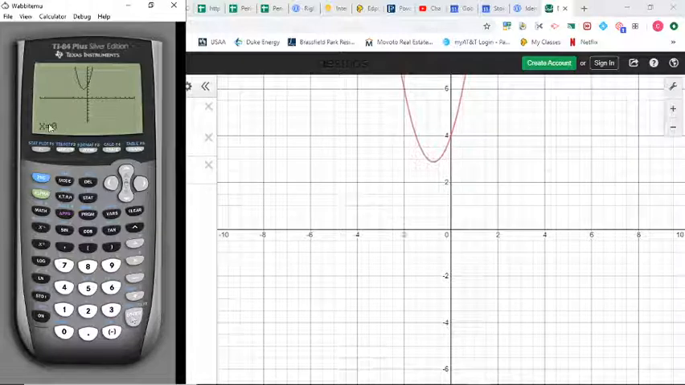So I want to know what y is when x is 0. So I'm going to hit enter, and it tells me that y is 4 when x is 0. So I know my y-intercept is at the point (0, 4).